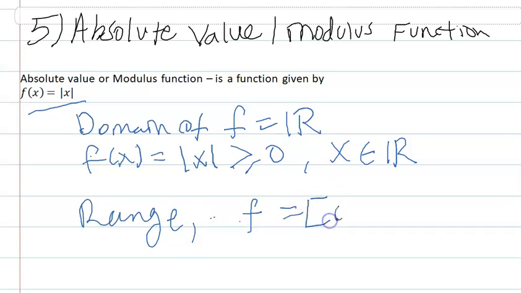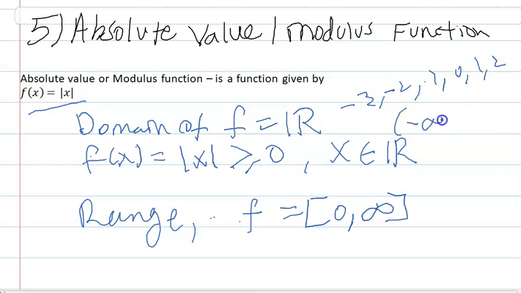So the range of the absolute value function is the non-negative real numbers, because whenever any number goes into the absolute value, the result comes out positive. The range of the absolute value function is all non-negative numbers, and the domain is all real numbers: -3, -2, -1, 0, 1, 2, which can be written as negative infinity to infinity. Okay.